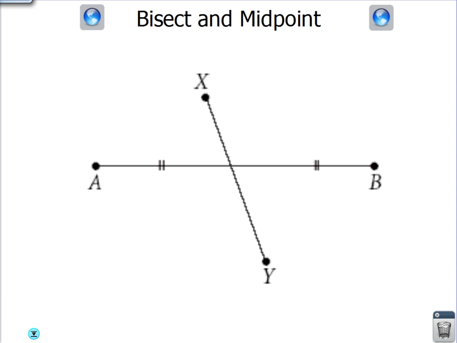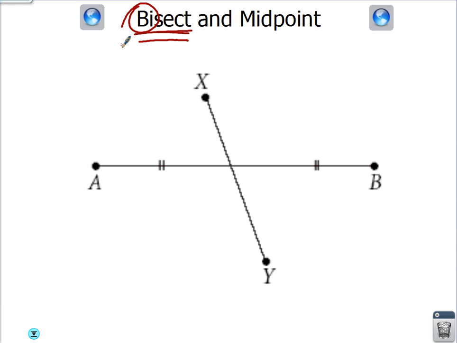Another definition. The definition of bisect and the definition of midpoint. Hey, we dissect in science, right? We cut in science. We cut up. Although bisect, and I guess that means SECT, what I would say means to cut. But we're doing a different kind of cutting here. What does bi mean? 2.